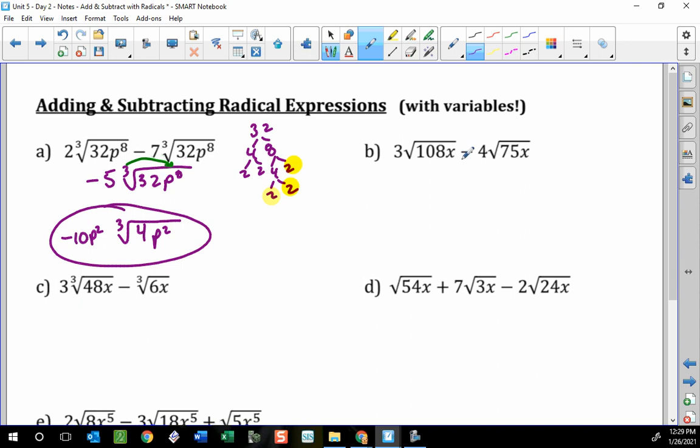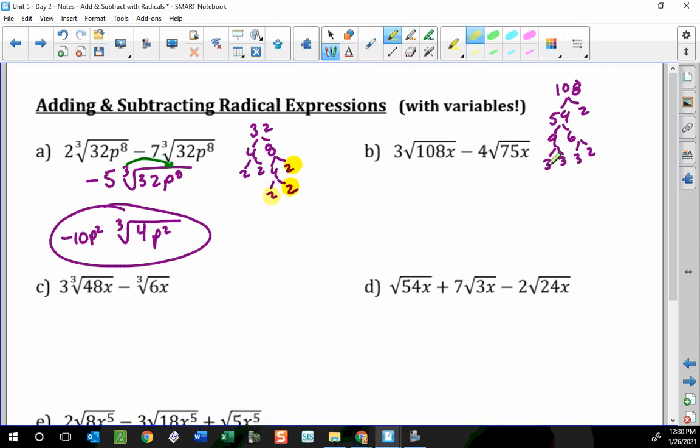All right, so let's look at letter B. On letter B, these are not the same, but I do have hope that they are going to be the same because they're both square roots. So we got to work on them. Let's take 108. All right, 108, let's see, it's 54 times 2. 54 is 9 times 6. It's 3 times 3, and then this is 3 times 2. All right, so I'm looking for pairs. So it looks like I got a couple pairs there. I got 2 3's, and I also have 2 2's.